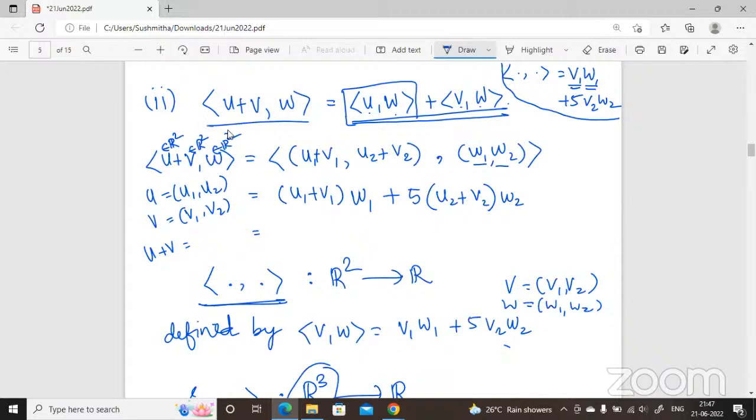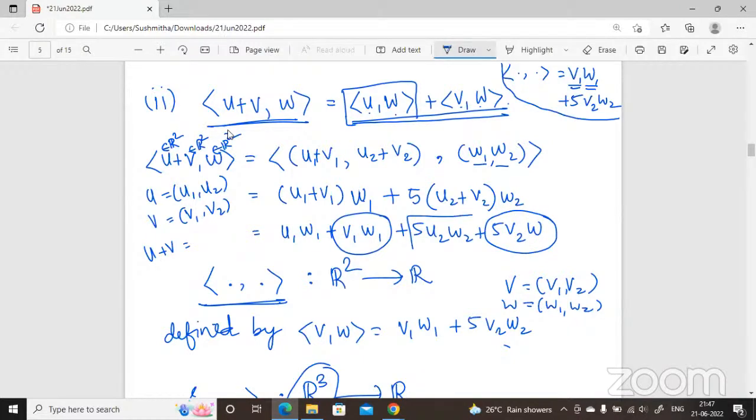So somehow I have to start from here and end up here, right? I already have the terms: U1 W1 plus V1 W1 plus 5 times U2 W2 plus 5 times V2 W2. I just have to combine them, no? Basically, it is inner product U, W plus inner product V, W. So is it clear to everyone? Yes, that means condition 2 is satisfied for this problem.